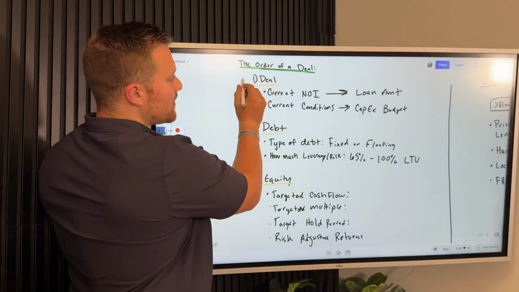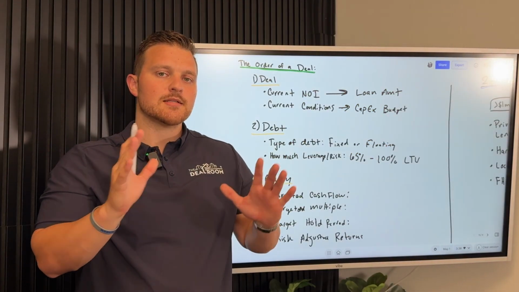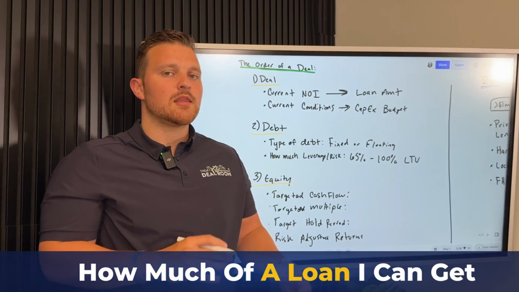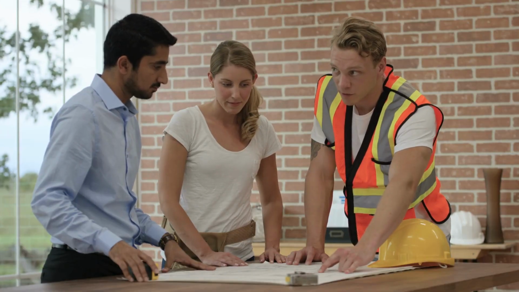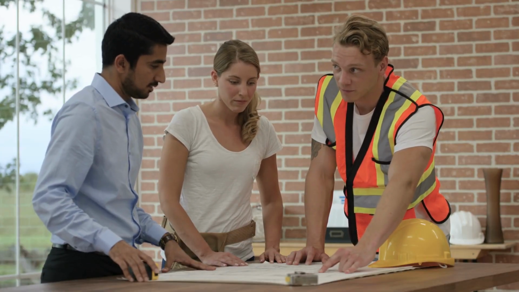So again, looking at the deal, the only two things I look at is the current income that I'm acquiring, because it's going to dictate how much of a loan I can get. And then I'm looking at the physical condition of the property to determine how much work it's going to need to force the value.